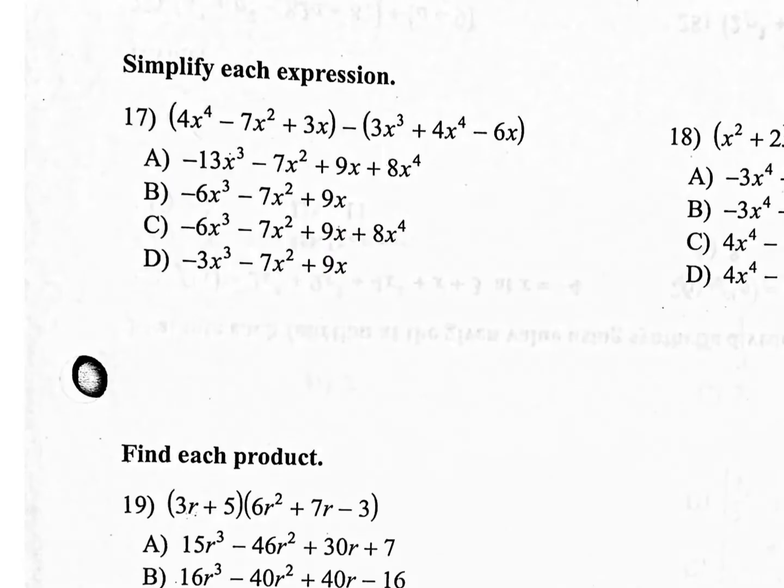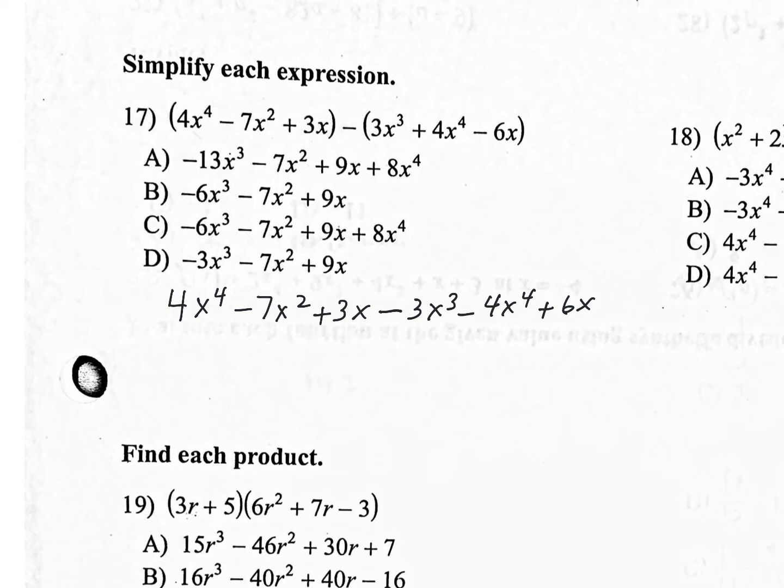We're going to simplify number 17, and what I like to do is write it out. So you have 4x to the 4th minus 7x squared plus 3x minus 3x to the 3rd, and then you subtract the second polynomial. You see that the 4x to the 4th is going to be negative 4x to the 4th. It's going to change the sign. And then the last one's negative 6x, so it's going to be positive 6x. You've got to be real careful and make sure that you have the correct terms, because it's real easy to mess up here.